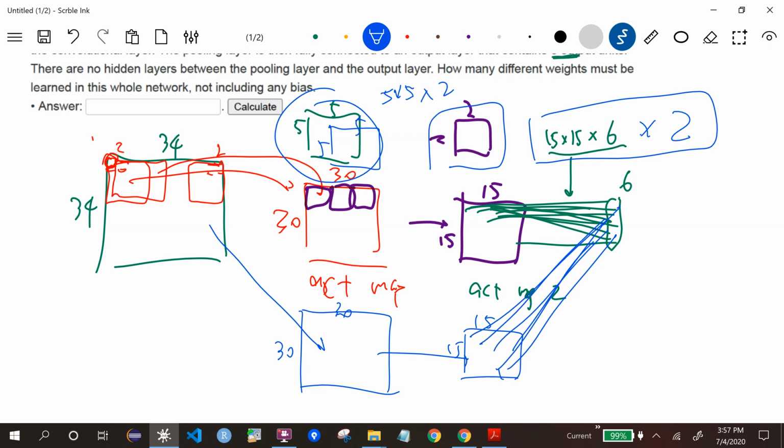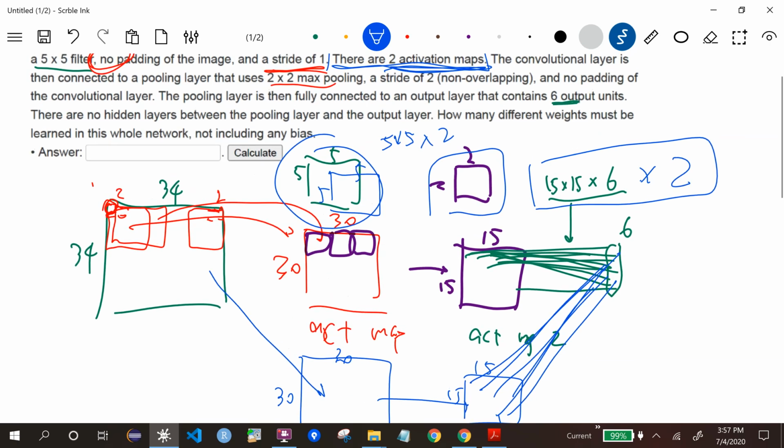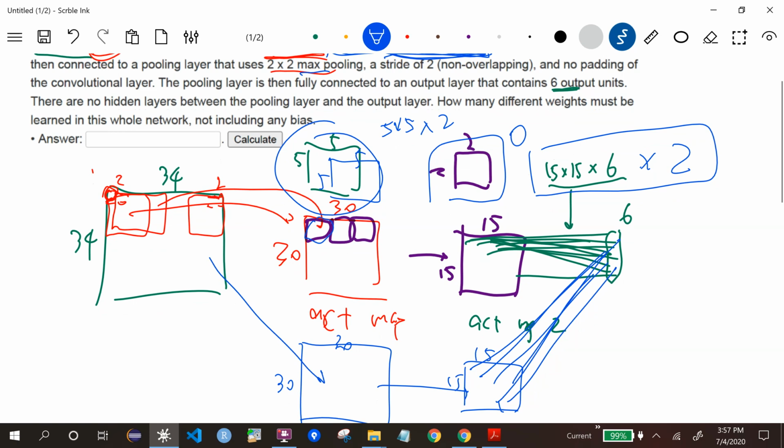And for the pooling layer, I think they're max pooling layers. Yes, so we don't have weights for these. We're just taking the max of these 4 numbers. So we have 0 weights here. So the total number of weights, which the question is asking, not including a bias, is this plus this.